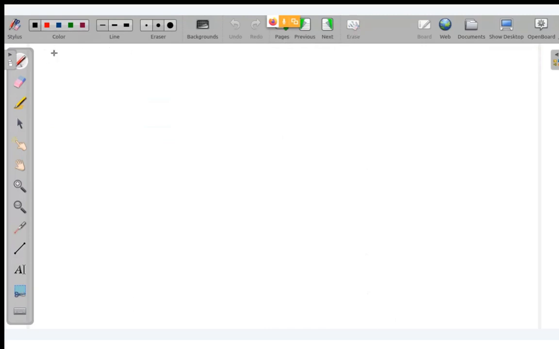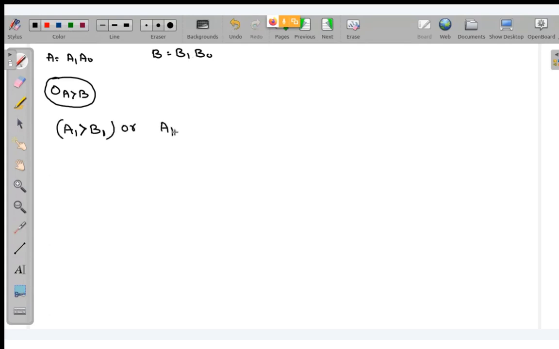Okay. So A is what? A is A1 A0 and B is B1 B0. So first I am writing the case when A is greater than B. So that means either A1 is greater than B1. As these are binary numbers, A1 greater than B1 means A1 is 1, B1 is 0. Or what can be another case? A1 equal to B1 and A0 greater than B0. Okay. So A1 equal to B1 means either it can be 0 0 or it can be 1 1.